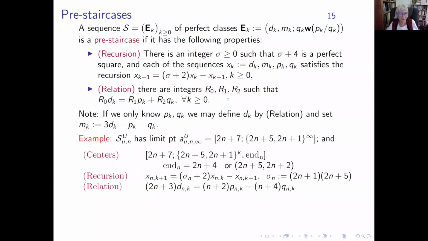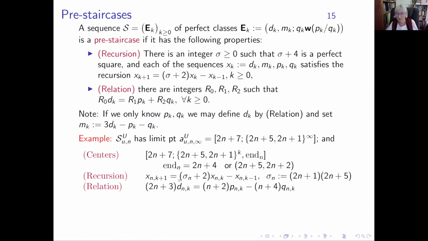And so here's an example. Here's our staircase SU. It's with upper, so it's a decreasing staircase corresponding to the block BU. It's got this limit point, which, as I told you, is 2 periodic, and it's not 5 and 1. It depends on n now. It's 2n plus 5, 2n plus 1. The centers are going to be essentially this, except that instead they chop off, right? You have a k repetition, and then you have some ending, which is 2n plus 4 or 2n, this other ending.